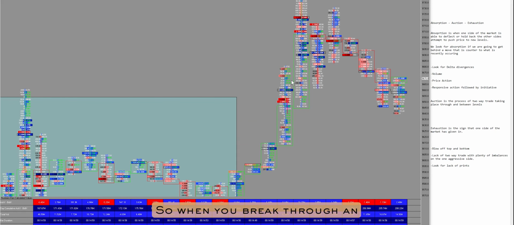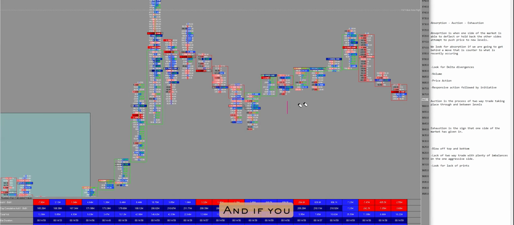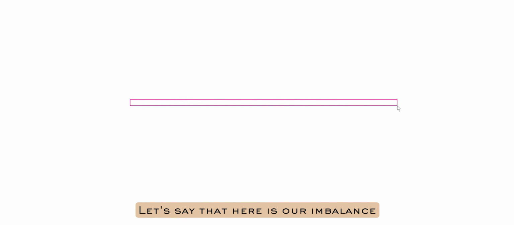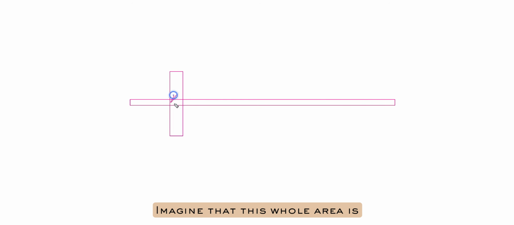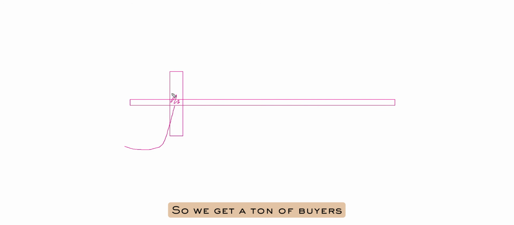So when you break through an imbalance like this, and you just completely wipe it off the map, that's the area you would expect to act as a potential support if we revisit it. And if you just think about why this is, let's just draw this out. Let's say that here is our imbalance. Imagine that this whole area is an imbalance. Price has moved up, and you get a ton of two-way activity.